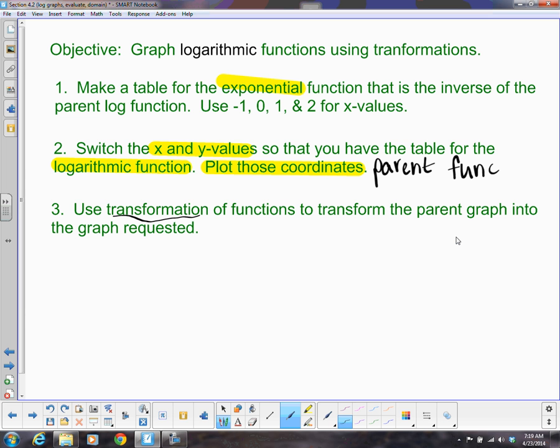Usually negative 2 is just so tiny. You know what I mean? Yeah. 1/16, 1/8, 1/4. So we're going to take the logarithm, turn it into an exponential function, make that table. Then we're going to reverse the ordered pairs.